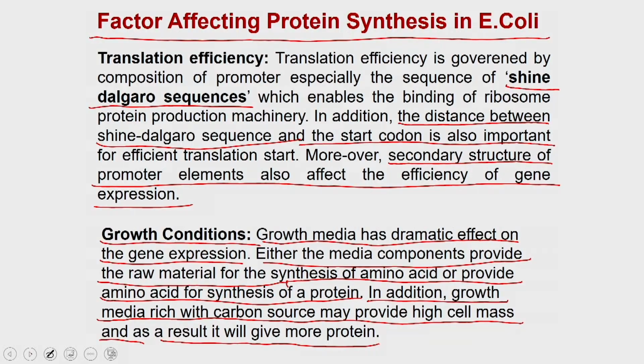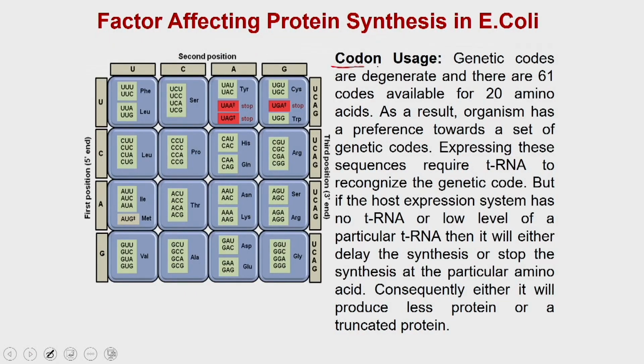So, apart from this, the third factor is the codon usage. You know that the genetic codes are 64 in number, where you have 61 codes available for the 21 different amino acids, whereas the 3 codes, UAA, UGA and UAG, are the stop codons. So, every organism uses these 61 codons, but every organism has a particular preference for a set of genetic codes to express a few of the amino acids or a class of amino acids.